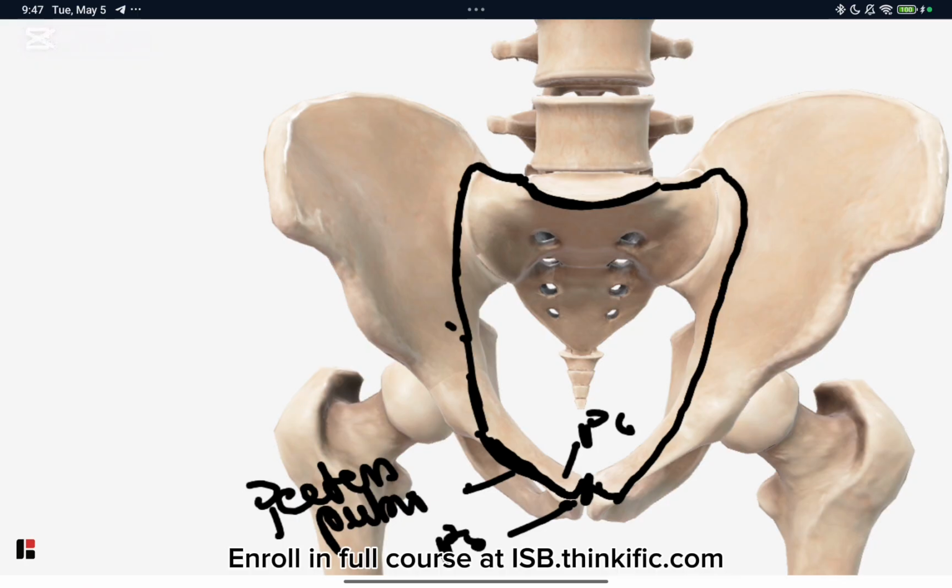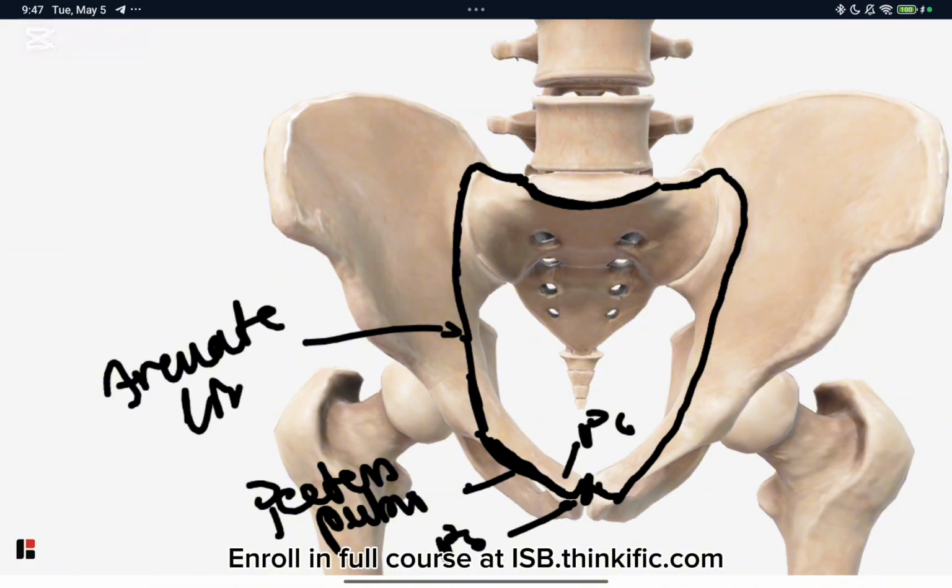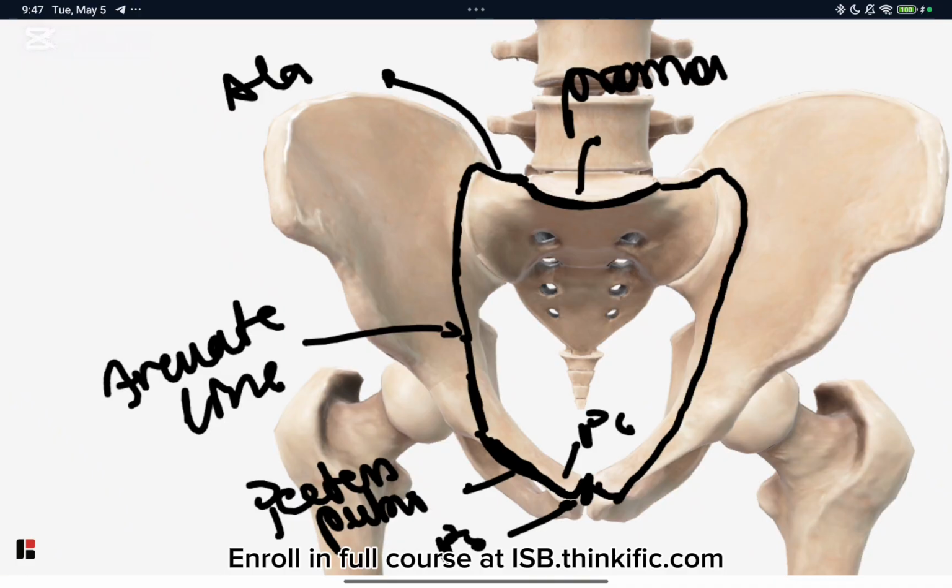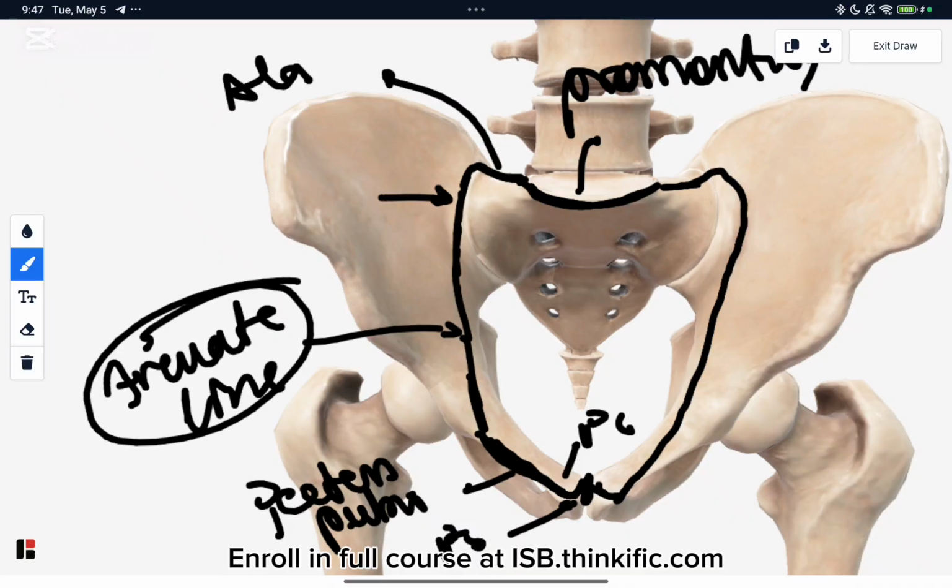And then this line, which traverses the ilium to just above the sacroiliac joint, has a name: the arcuate line. Then the ala of the sacrum, then the promontory of the sacrum. All of this is called the linea terminalis, is that right? These are the parts of it. I mean, strictly, linea terminalis means the arcuate line, pecten pubis, and pubic crests.